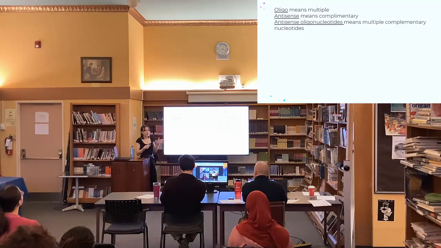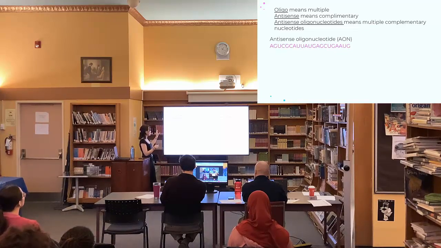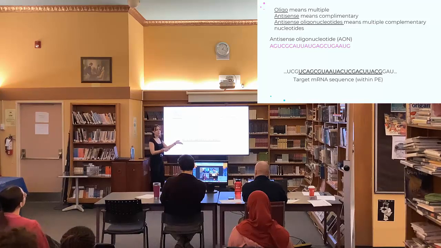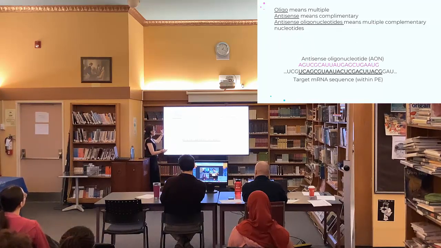Oligo means multiple and antisense means complementary. So antisense oligonucleotides means a bunch of complementary molecules, of complementary nucleotides. So I want to show you an example here. Imagine this was our sequence of our nucleotide that was complementary to our target mRNA within the pseudoexon. The AON would bind to the sequence because it is complementary to it.